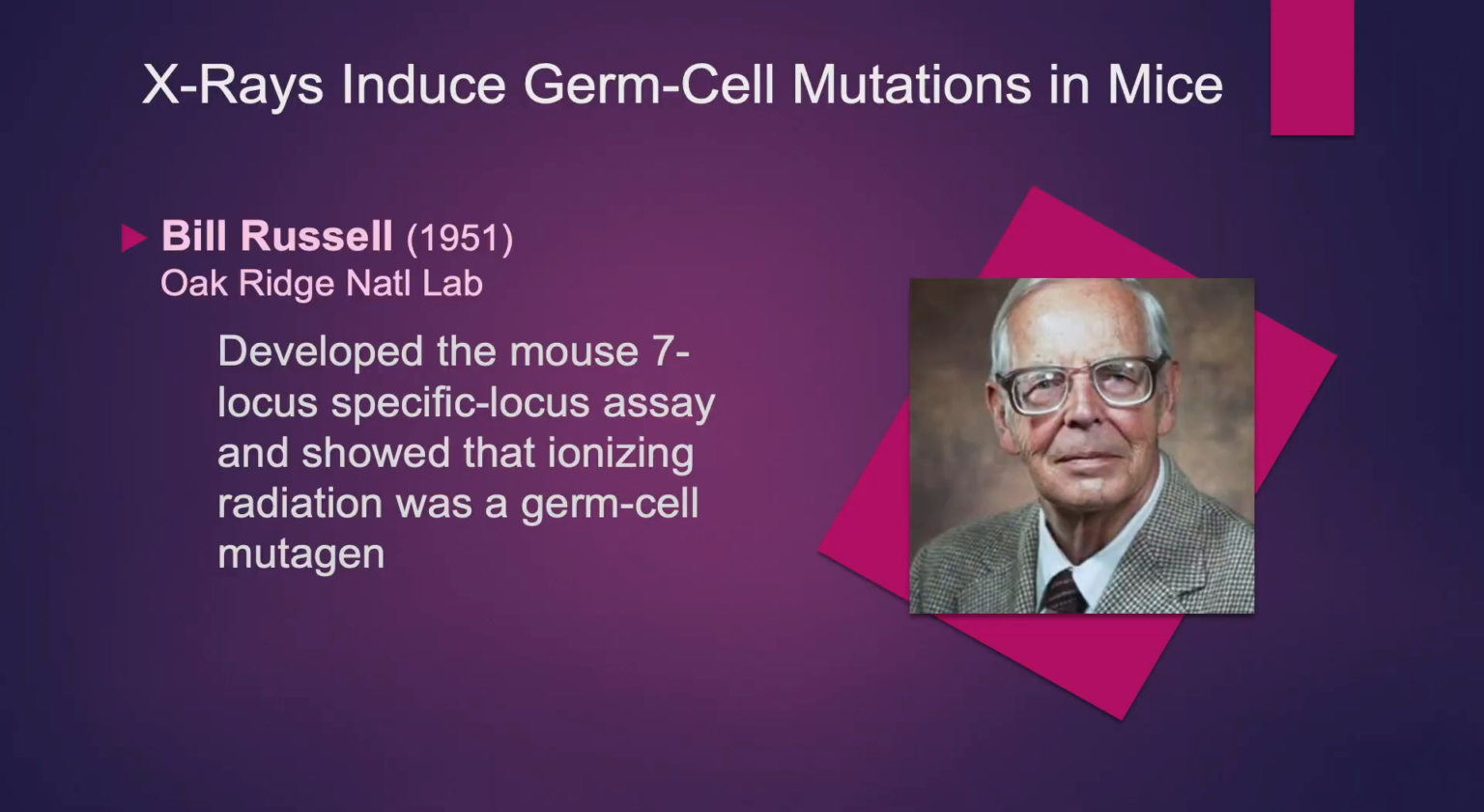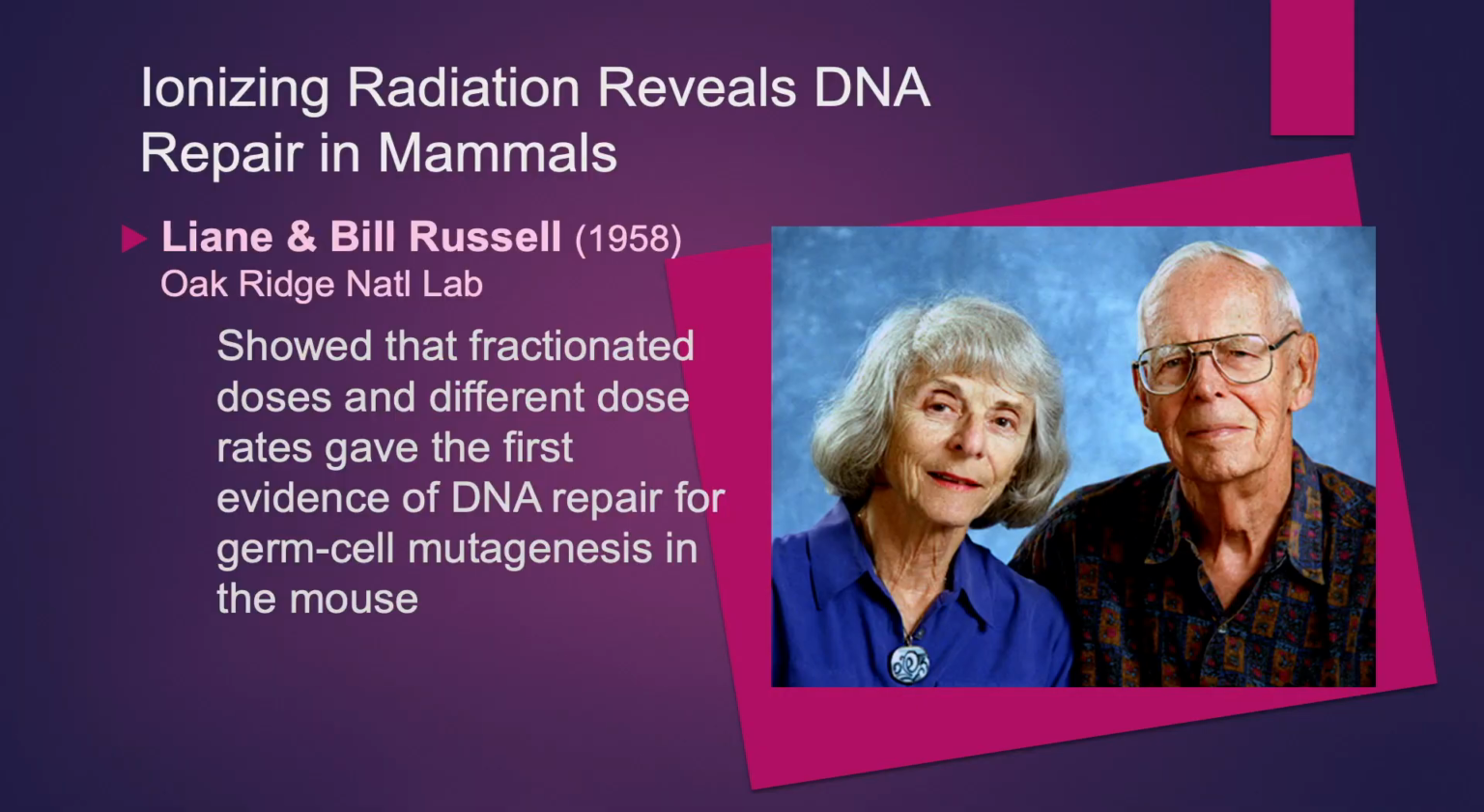Amazingly, in just 3 years, in 1951, Bill published the results of his efforts. He invented the mouse 7-locus specific assay, and with it showed that X-rays indeed was a germ cell mutagen in the mouse. It was an amazing tour de force. And in just a few years, we come back to DNA repair, and Leanne Russell, along with Bill Russell, had data where they used fractionated doses and different doses of ionizing radiation, at different dose rates, that gave the first evidence of DNA repair for germ cell mutagenesis in the mouse.